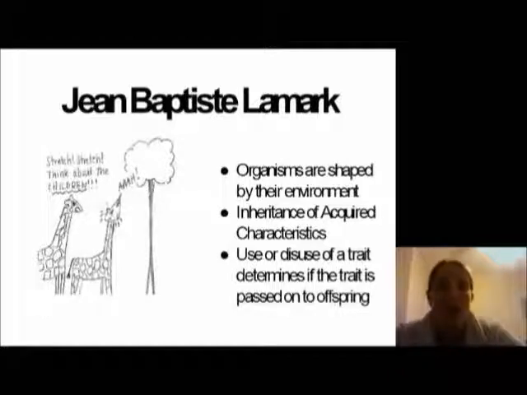For example, he thought that giraffes in every generation stretched their necks just a little bit longer to reach the leaves on the tall trees, and by stretching their necks, they passed on the trait for longer necks to their kids. We know that it's not possible to pass on traits that you acquire during your lifetime to your kids. So while Lamarck got some things kind of right, he also got a lot of stuff wrong.